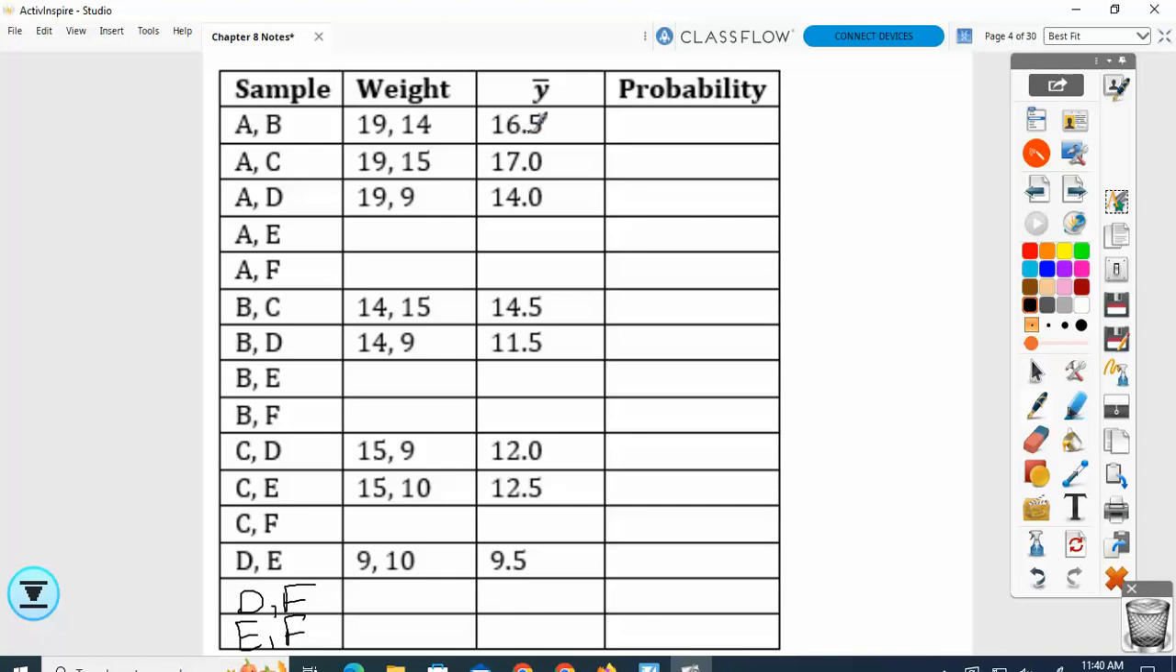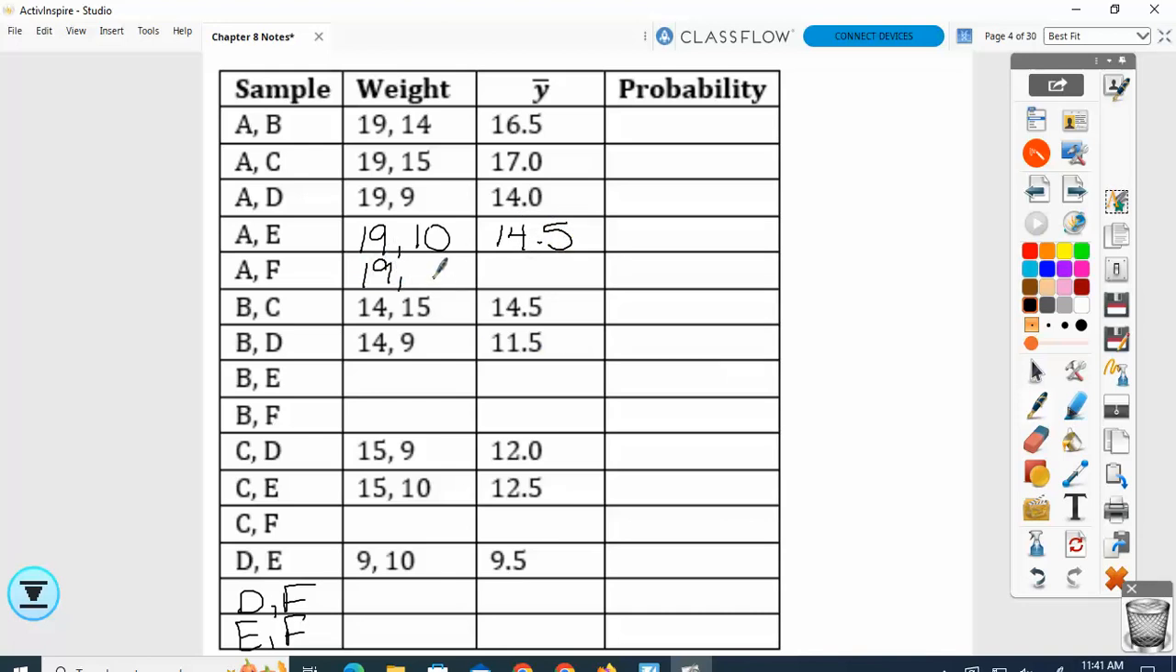So then we have to look at the sample means. You have to take the weight of those pumpkins, add them up, divide. That's how I got my Y bar. So I did a few of them for you. A and E. So pumpkin A weighed 19 pounds. Pumpkin E weighed 10 pounds. So add those up, divide by 2, and that average would be 14.5.